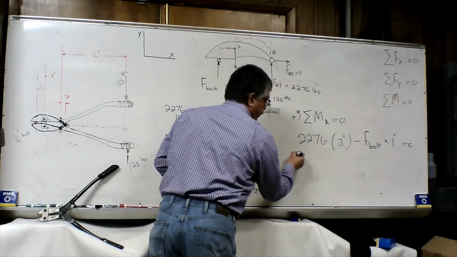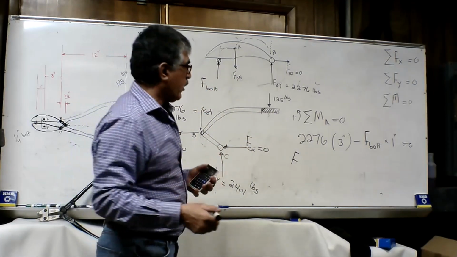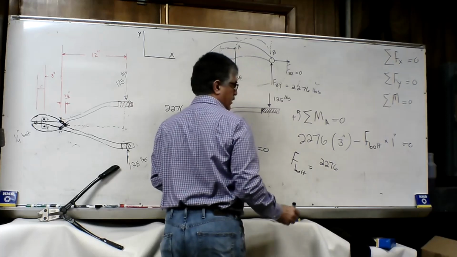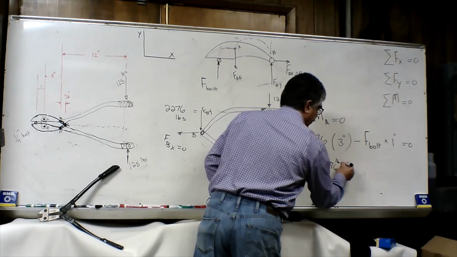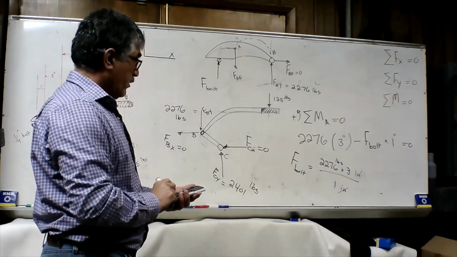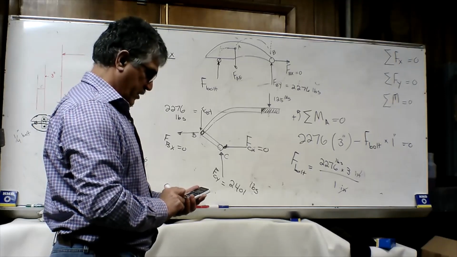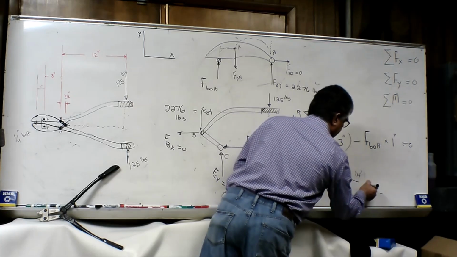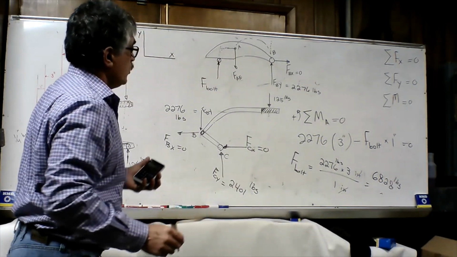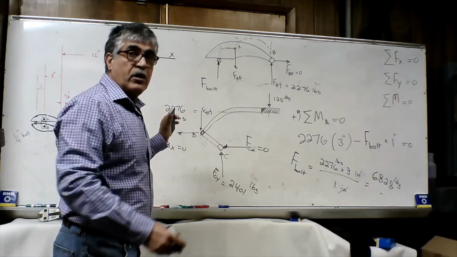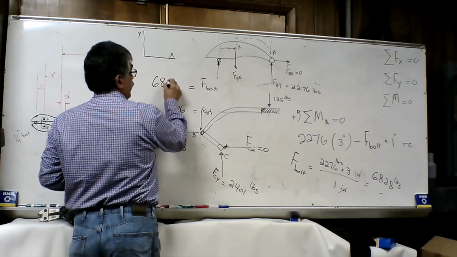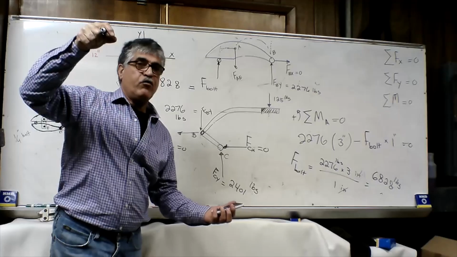So here we can find the force exerted on a bolt in an 18-inch bolt cutter will be equal to 2276 multiplied by 3 inch divided by 1 inch. So we're going to have 2276 multiplied by 3. So it's going to be 6,828 pounds. So the force exerted on a 1/4 inch bolt in an 18-inch bolt cutter will be equal to 6,828 pounds when we apply 125 pounds of force into the handles.